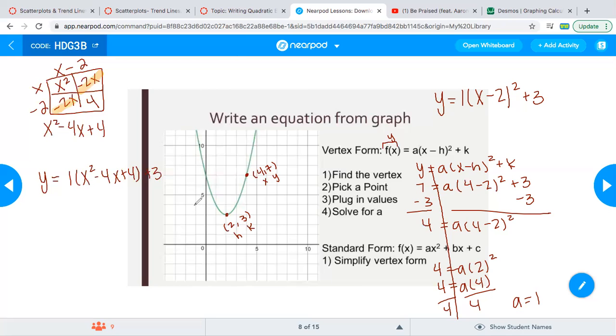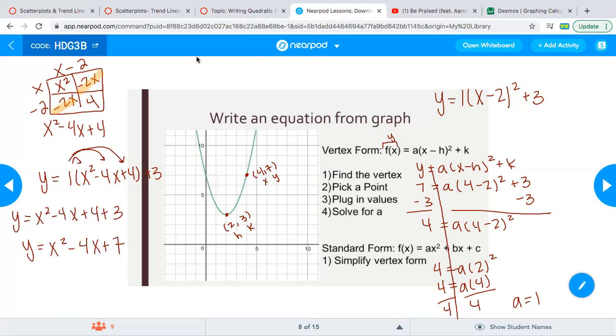What would be the next thing I do? And you then distribute. Yes, then I distribute. Now, I'm just going to show distribution, but if I multiply this by 1, that's not doing anything. So that would just be y equals x squared minus 4x plus 4 plus 3. Then you combine like terms, so the 4 and the 3 would give me 7. So my equation in standard form would be y equals x squared minus 4x plus 7.